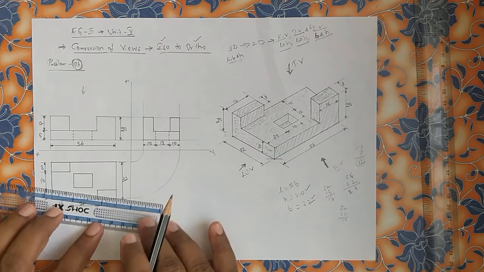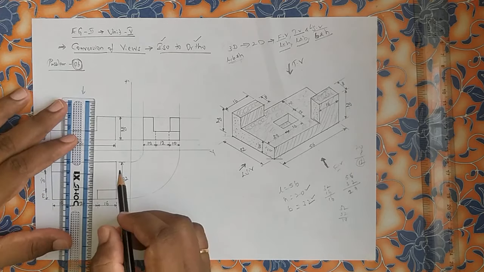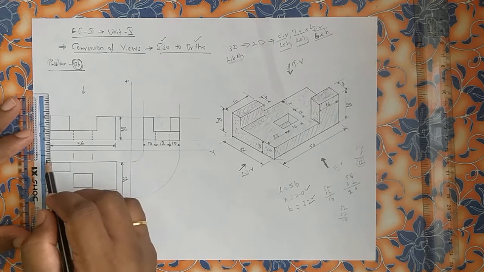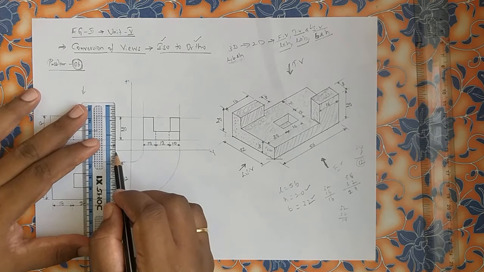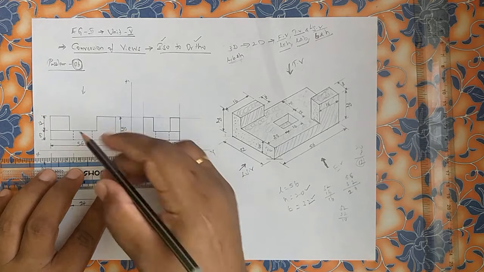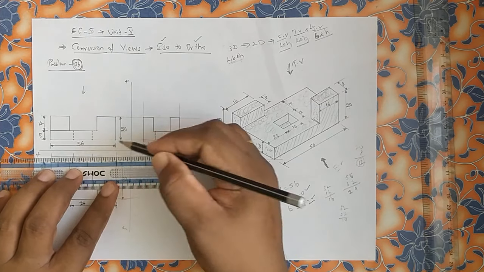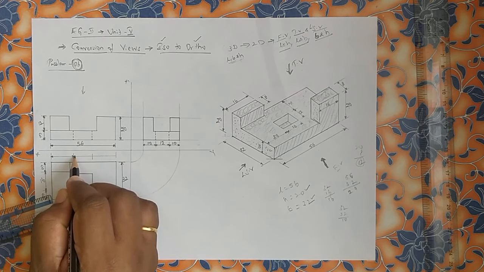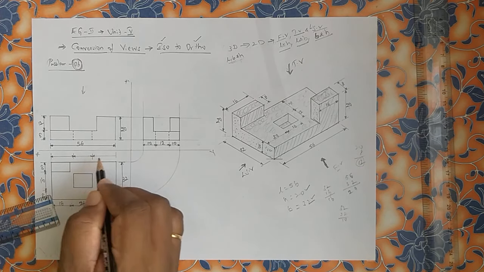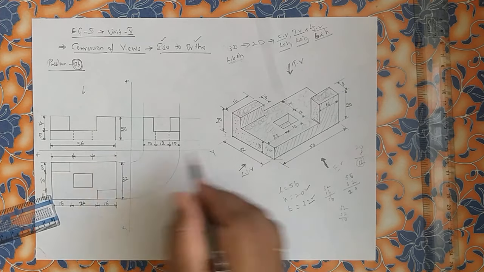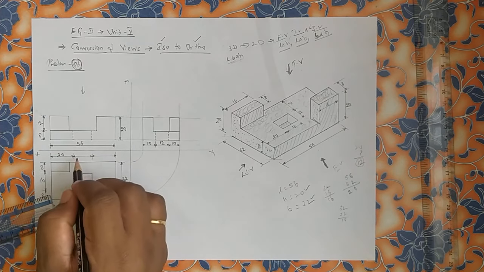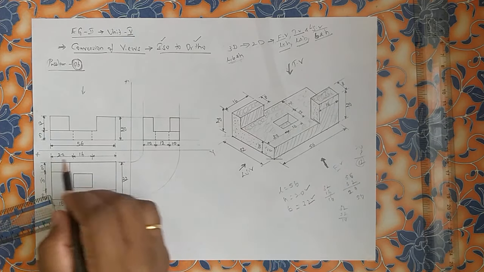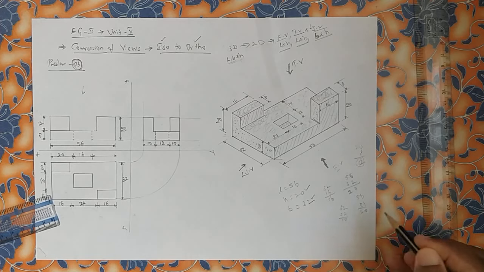So now with respect to length, what you can exactly show, 20, 16, is nothing but directly you can show inside here like this. In the top view, you can show the exact location with respect to length. From here it is 20, 16, remaining it will be 56, 36, 20.